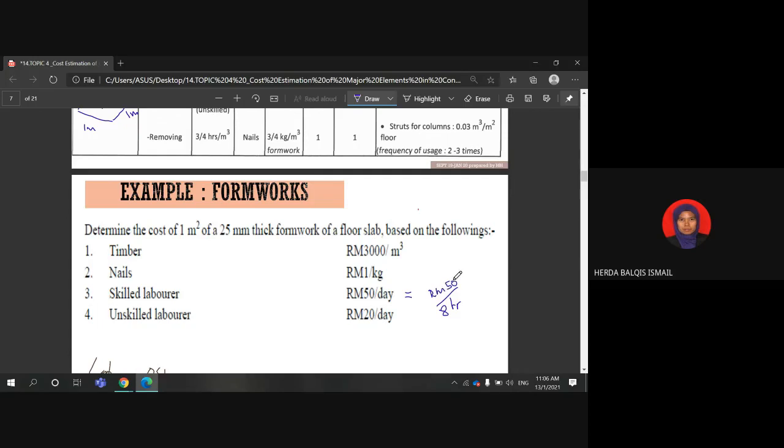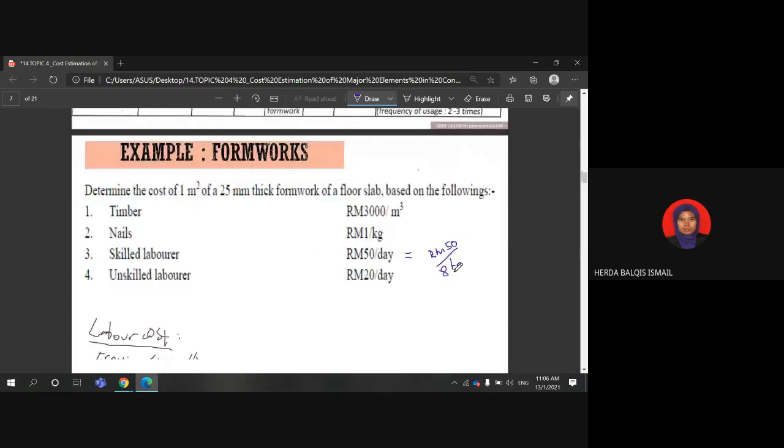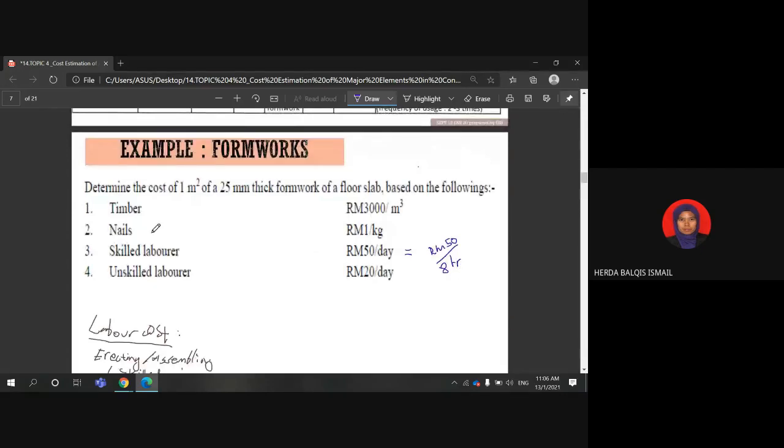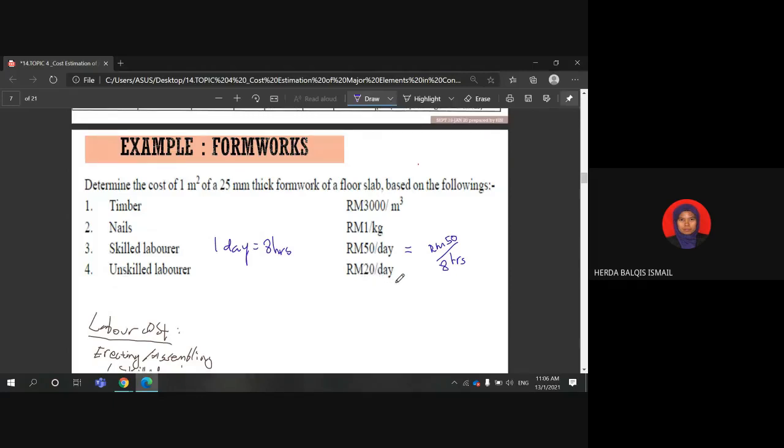So that is the concept that we will consistently refer to. Standard working hours in one day is equivalent to 8 hours. The salary for the unskilled labor is RM 20 per day. Alright.